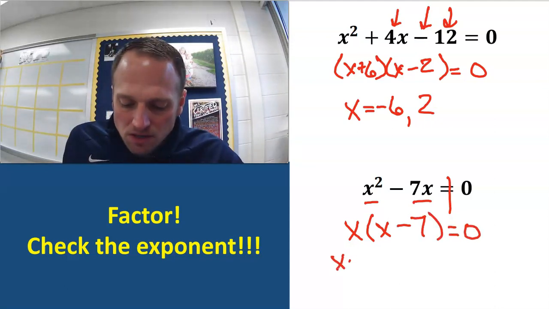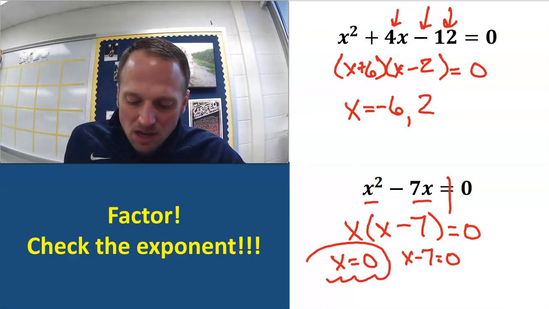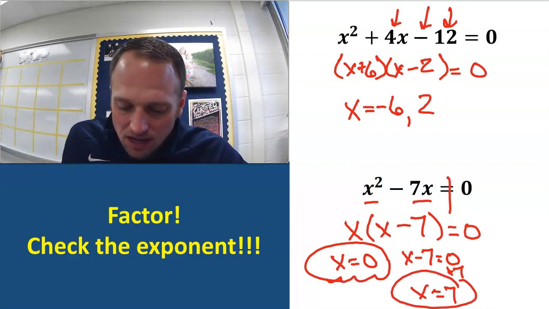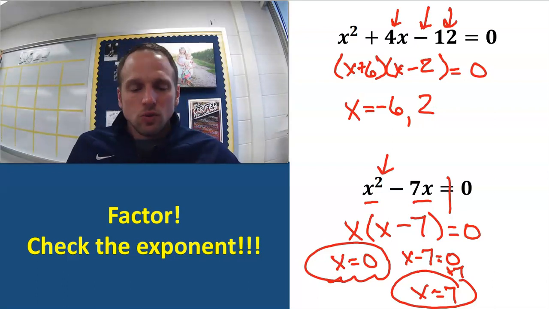So setting both of these equal to 0, x equals 0, x minus 7 equals 0. So x equals 0, that's an answer right there. This side, just add the 7 over, and x equals 7. That's the second answer. The x squared says we need 2 answers, and we've got our 2 answers.